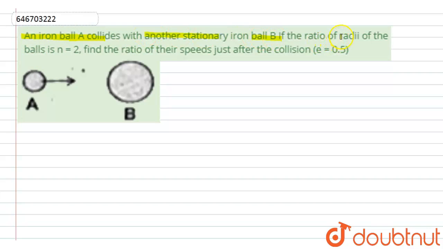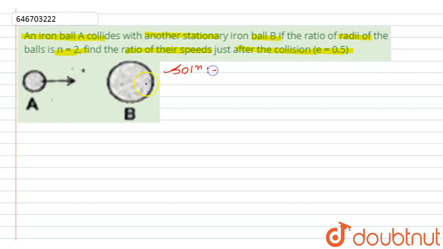Hello students, so the question is: an iron ball A collides with another stationary ball B. If the ratio of the radii of the balls is n equals 2, then we have to find the ratio of their speeds just after the collision. The coefficient of restitution is given as 0.5. Let's see the solution here.